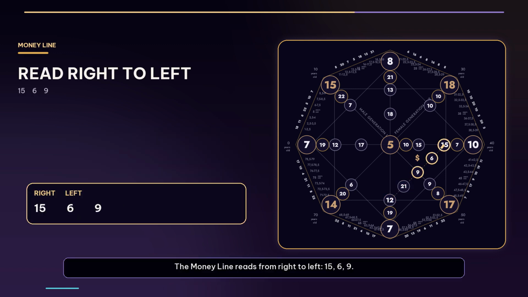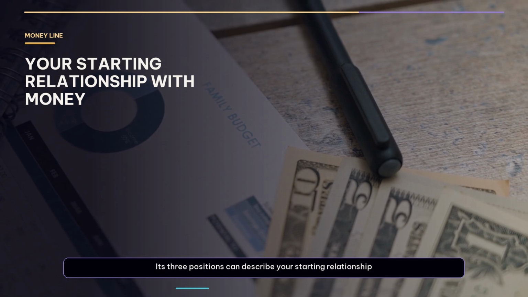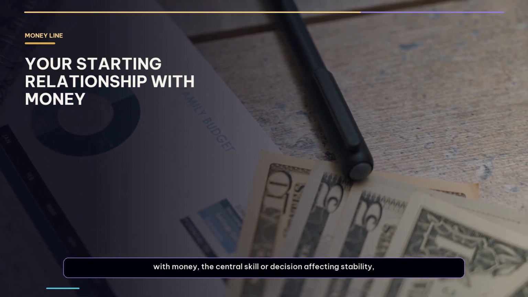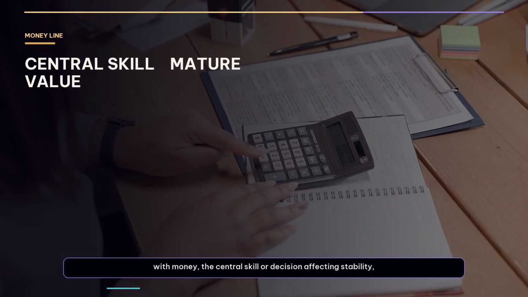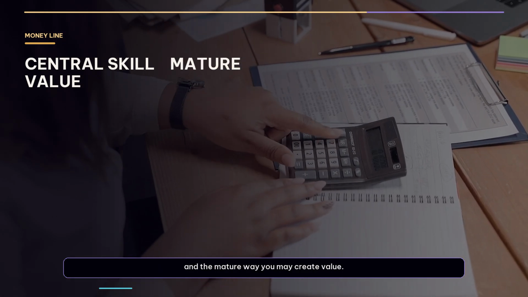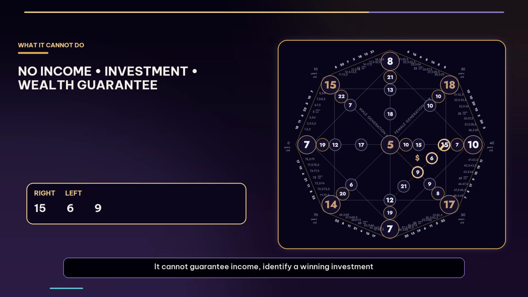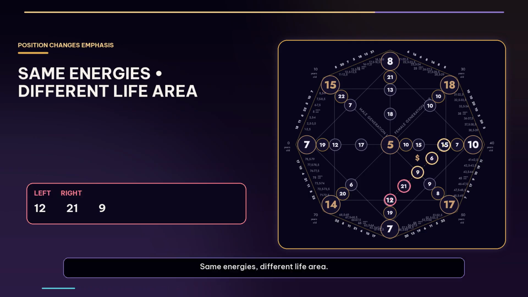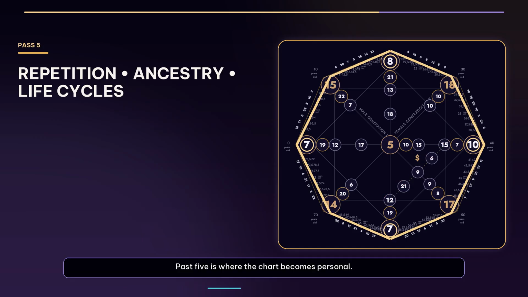The money line reads from right to left, 15, 6, 9. Its three positions can describe your starting relationship with money, the central skill or decision affecting stability, and the mature way you may create value. It cannot guarantee income, identify a winning investment, or declare that someone is destined to become rich. Same energies, different life area. Position changes emphasis.